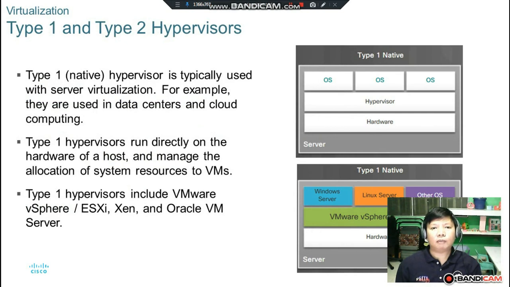Virtualization: type 1 and type 2 hypervisor. Type 1, native. This hypervisor is typically used with server virtualization. For example, they are used in data centers and cloud computing. Type 1 hypervisors run directly on the hardware of a host and manage the allocation of system resources to VMs. Type 1 hypervisors include VMware vSphere, ESXi, Xen, and Oracle VM Server.